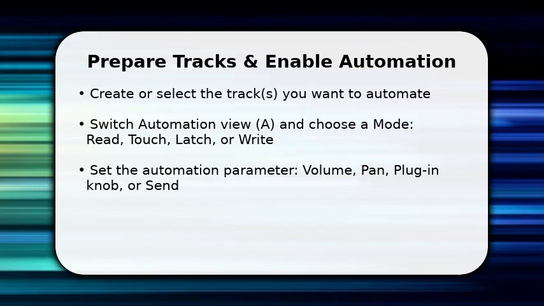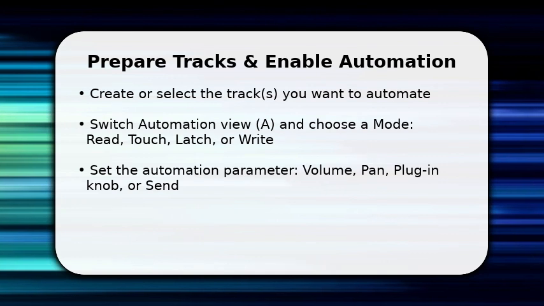You start with tracks armed mentally for automation. Pick the track, then press it to open Automation View so you can see lanes immediately. Once done, pick the mode. Use touch for small nudges, latch for sustained moves, or write for bold changes.